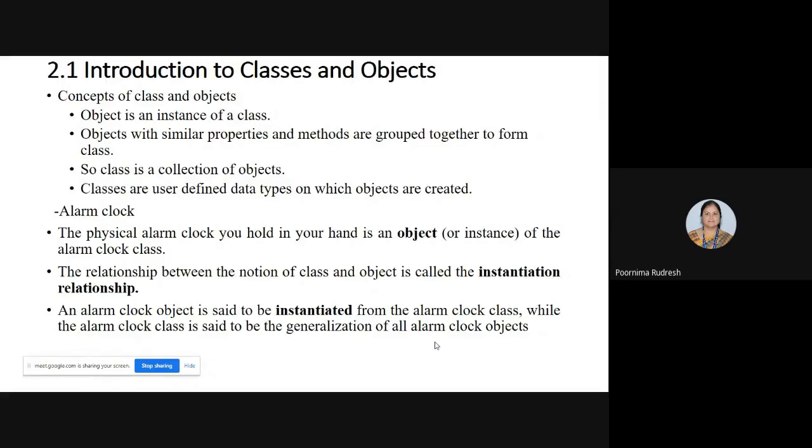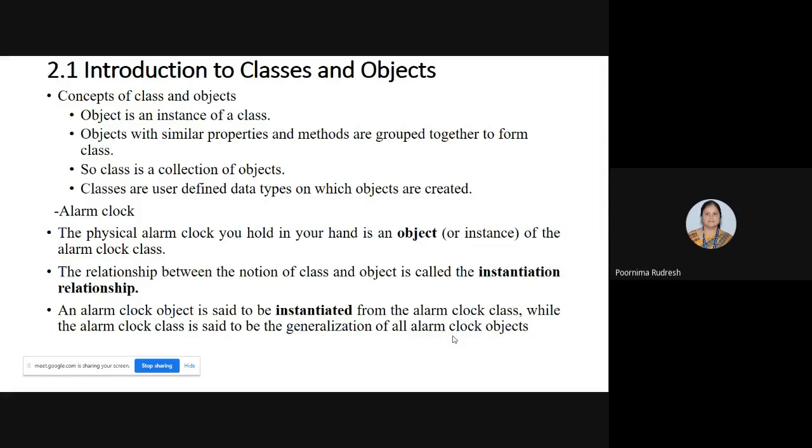So then what the class is? Class is simply a collection of objects. Okay, understood? Class is a collection of objects. What type of objects we are grouping together? The objects with the similar properties and methods, those objects we are grouping together, and that forms the class. Then classes are user defined data types on which the objects are created. Okay, so what are the classes? Classes are the user defined data types on which the objects are created.